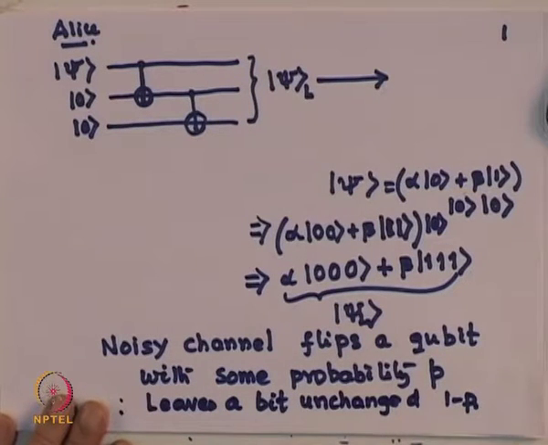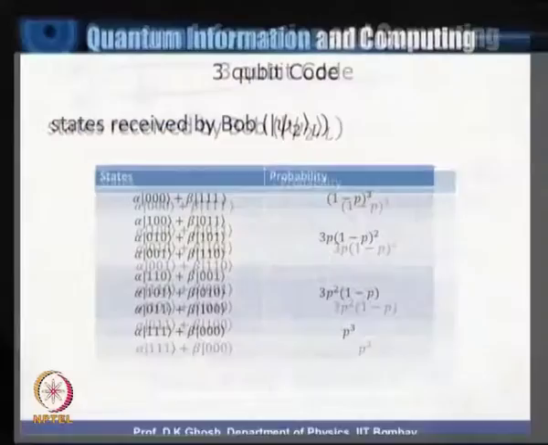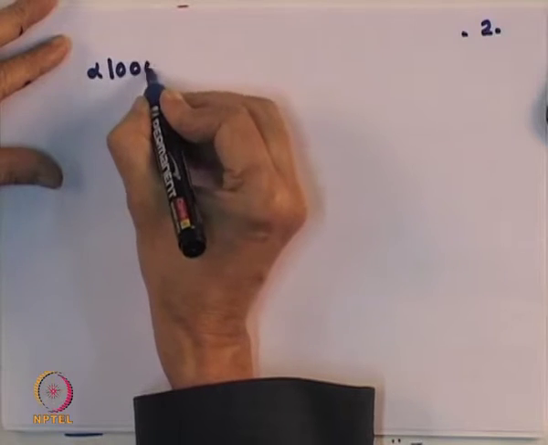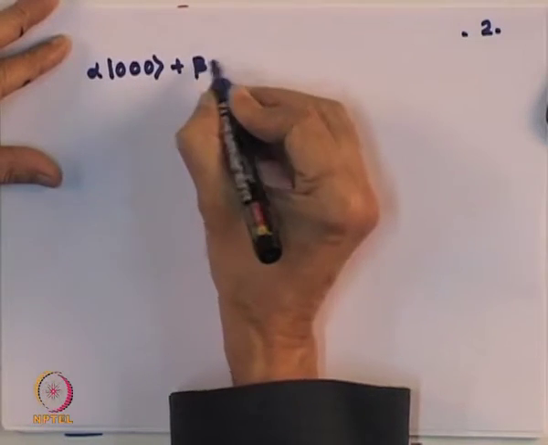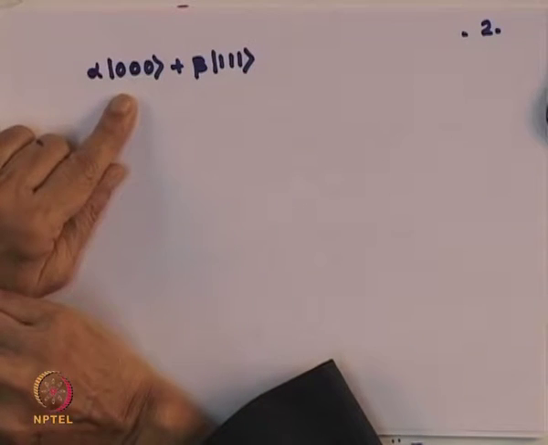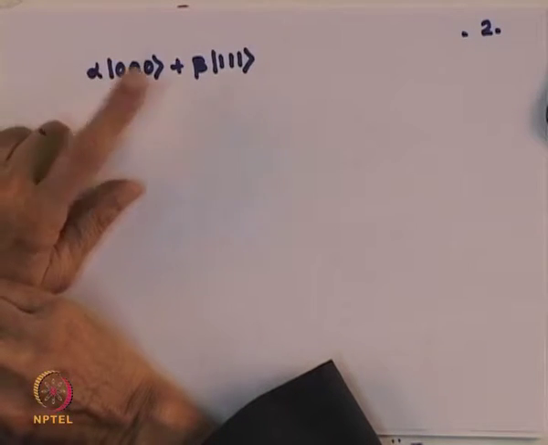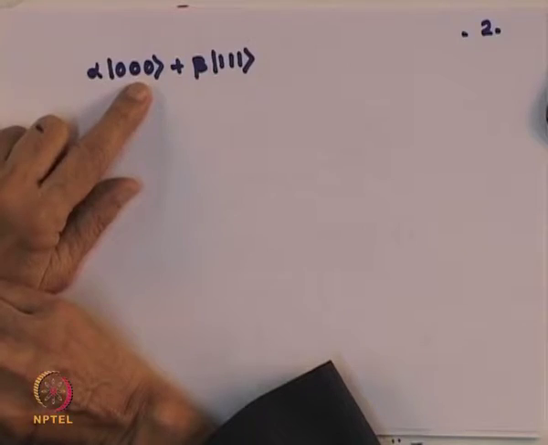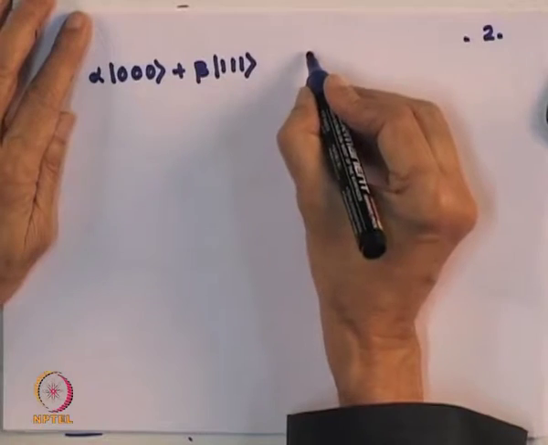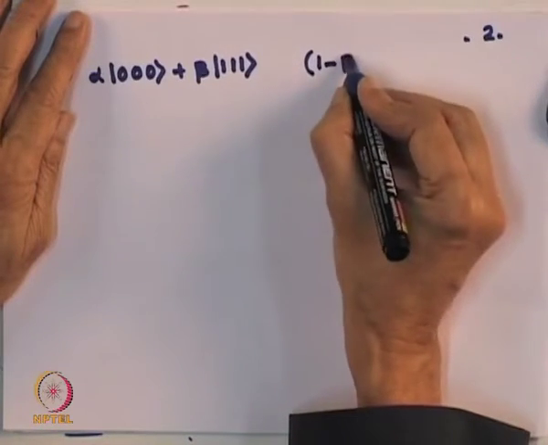This will give me this situation as is shown in the table, but I will take a bit of time in explaining some terms there. So, first is the possibility that I had alpha 0 0 0 plus beta 1 1 1 and Bob receives it without any change, which means each of the 3 qubits has been left untouched. So, the probability of that happening is obviously (1 minus p) cubed.